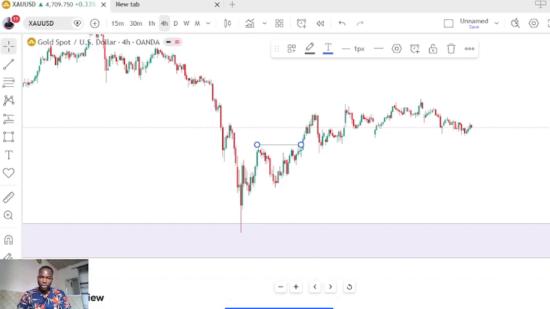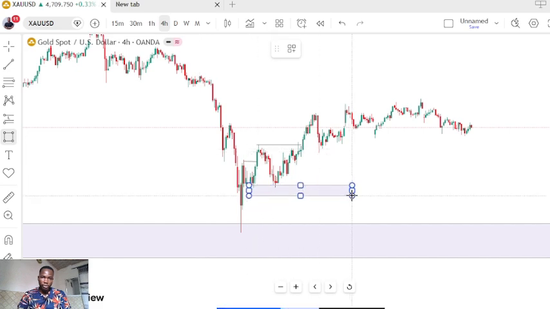But initially there was a breaker structure here. Can you see it? We have this breaker structure here, and then price came, retraced back into the order block. So this is the order block of the breaker structure. It tapped into it and we're going up. So what can we see right here? We have this order block here for this breaker structure.